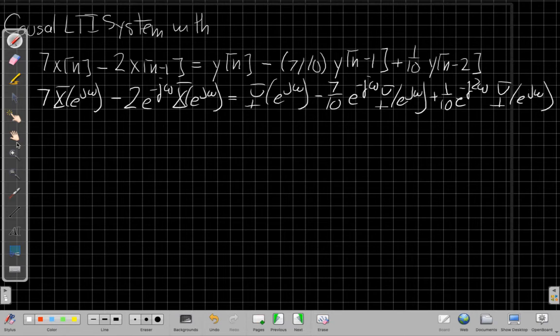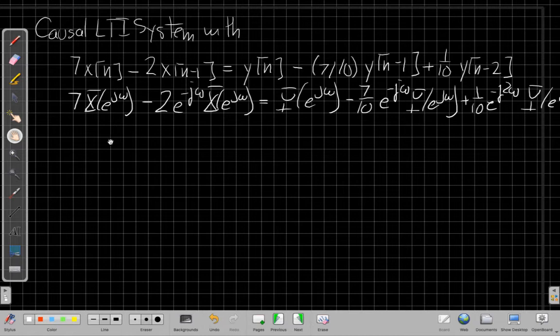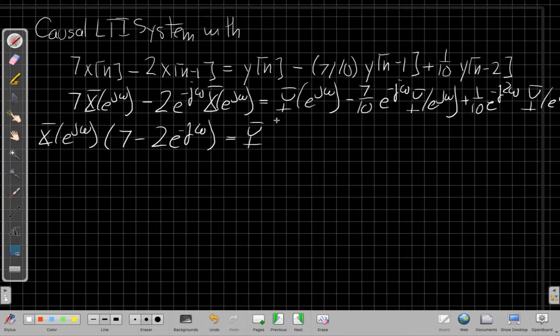And now, same process. Next thing to do is to factor out the X and the Y on each side. So if I factor out the X(e^jω), I'm left with 7 minus 2 e^(-jω). And on the right-hand side, I pull out the Y(e^jω). I'm left with, don't lose that 1, it's important, 1 minus 7/10 e^(-jω) plus 1/10 e^(-j2ω).